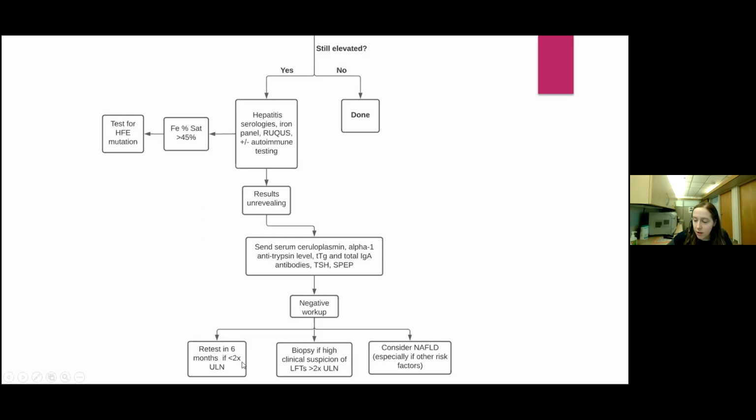So if you're looking at really lower-line mild elevations, less than 2 times the upper limit of normal, you can safely retest these patients in about 6 months or so. But if you're more suspicious clinically that there's something going on, or if it's more than 2 times the upper limit of normal, that would push you to get a liver biopsy for this patient. And then along the way, you could think about NAFLD if you have somebody that has other metabolic risk factors, and could advise some lifestyle modifications and potentially retest later.